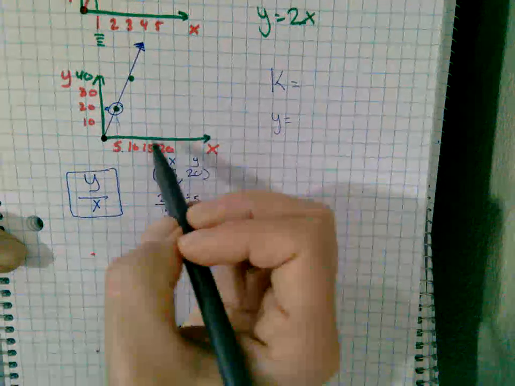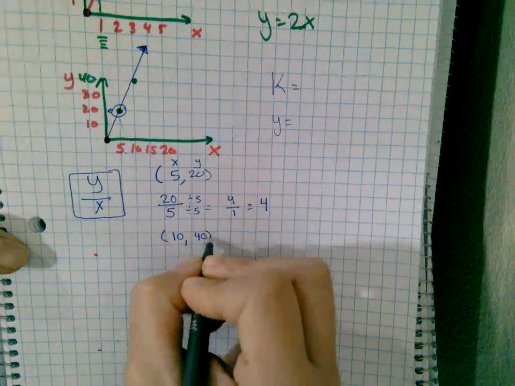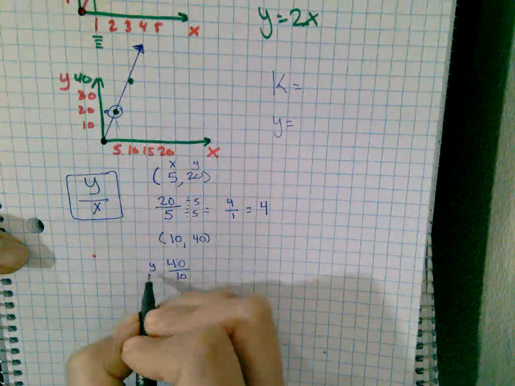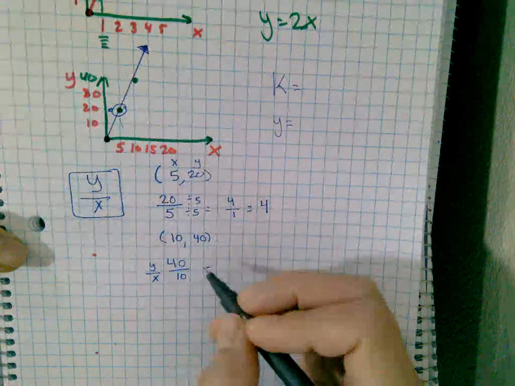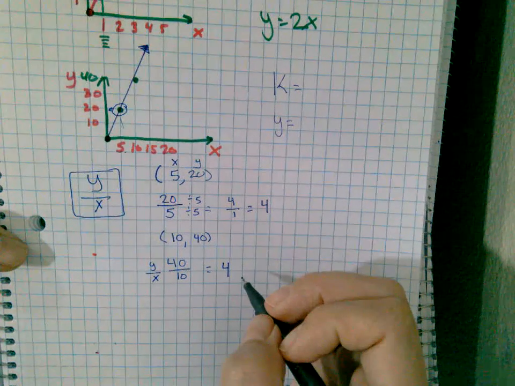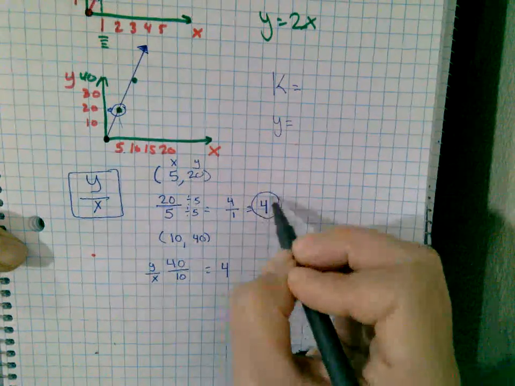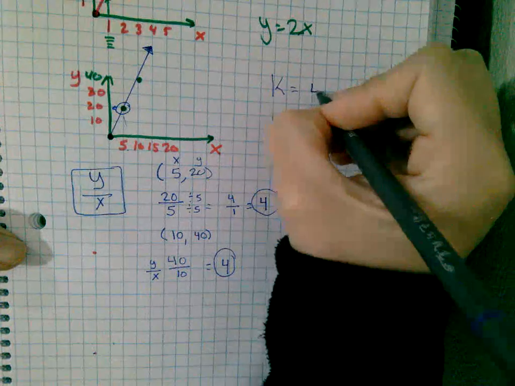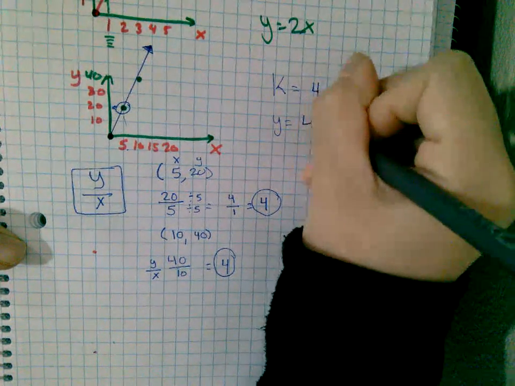What if I do the second point? The second point was 10, comma 40. Well, what if I do 40 over 10? Because it has to be y over x. What's 40 divided by 10? Oh, Miss Lamelli, 40 divided by 10 is 4. So that means that my k, my constant of proportionality, is 4. My equation is y equals 4x.